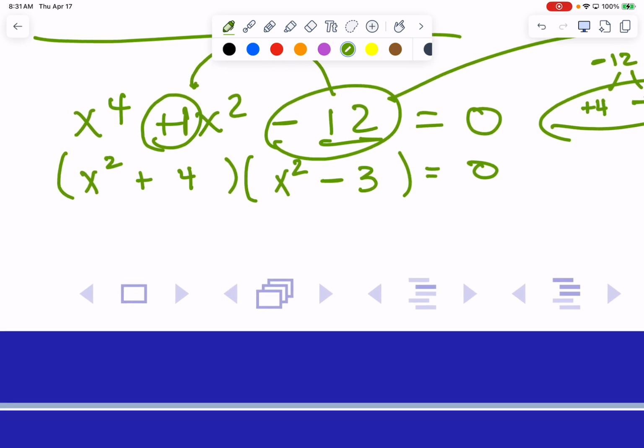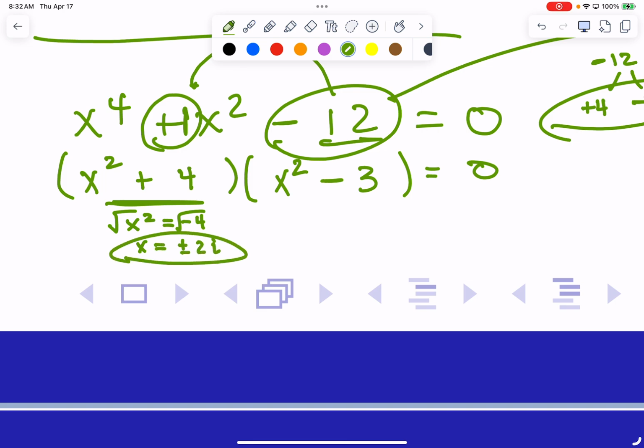Yes. So if I set this one equal to 0, I'm going to get x squared equals negative 4. What's the square root of both sides going to give you? 2, plus or minus what? 2i. Poke the i out. A negative underneath the square root gives an imaginary number. So 2 of the solutions are imaginary.